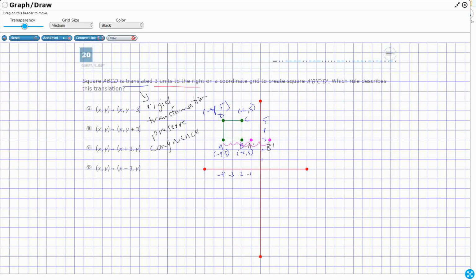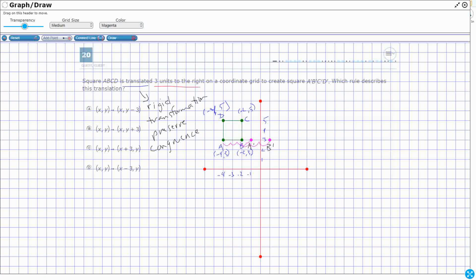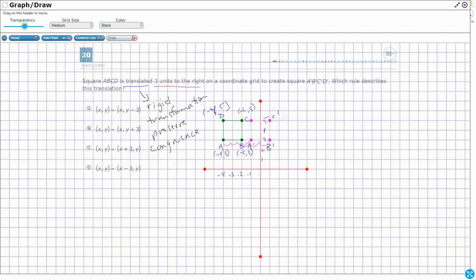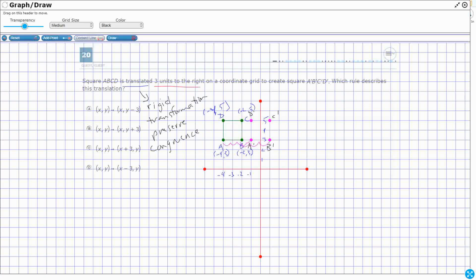So I'm just sliding. Let's do the other two, C and D. C is going to move 1, 2, 3 over, and then D is going to move 1, 2, 3 over. And let's put our labels on here, so C prime and D prime. So if I were to connect my lines, we're just going to have a new square like this.